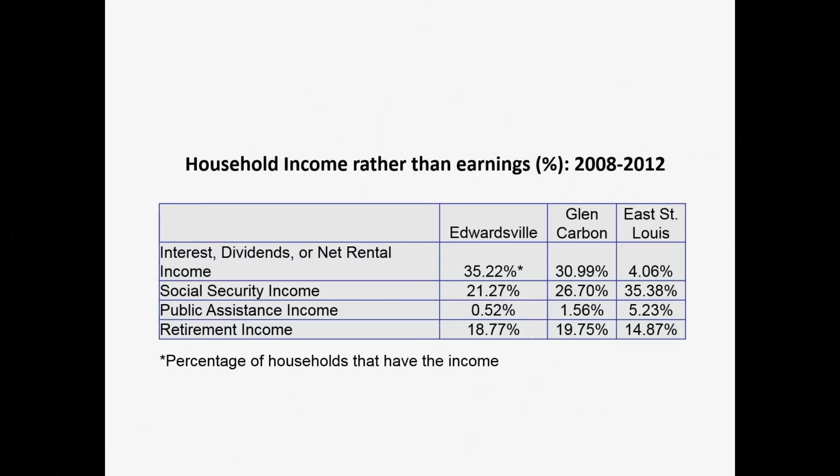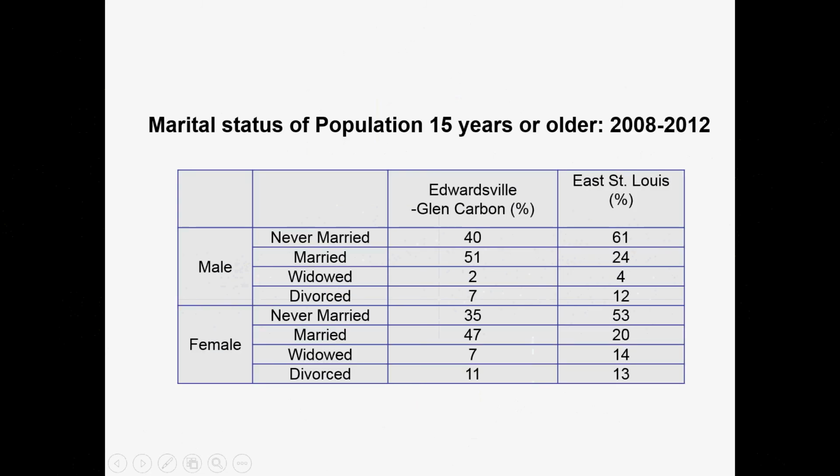Looking at household income rather than earnings, in Edwardsville and Glen Carbon a lot of the income comes from interest, dividends, and net rental. So there are a lot of property owners with big financial investments, but in East St. Louis, there's very little income coming from investment and property ownership. So that's very different here.